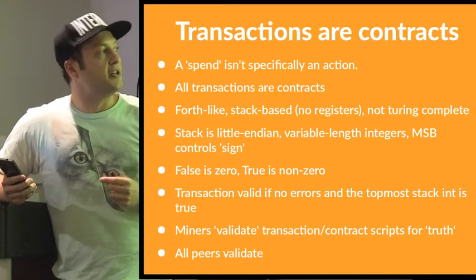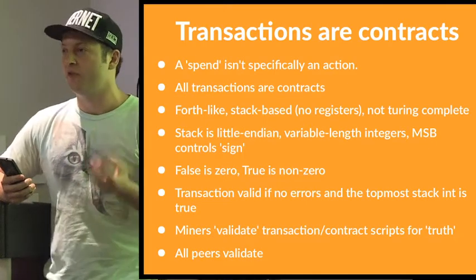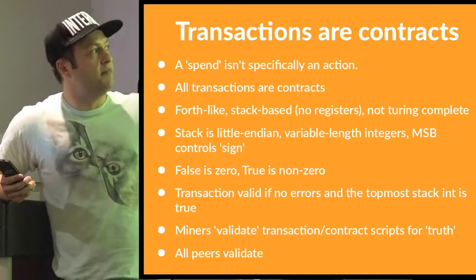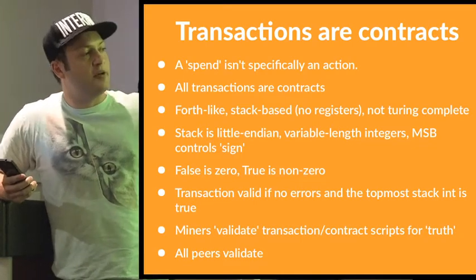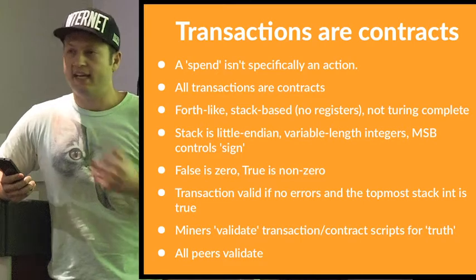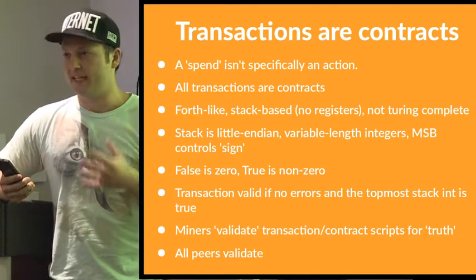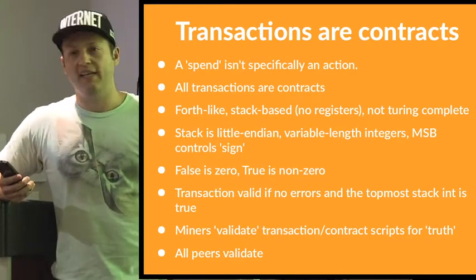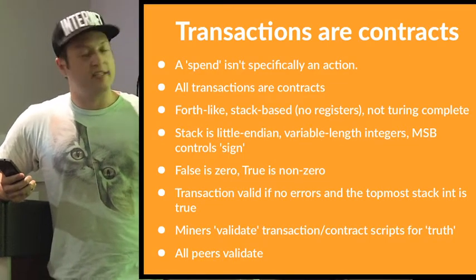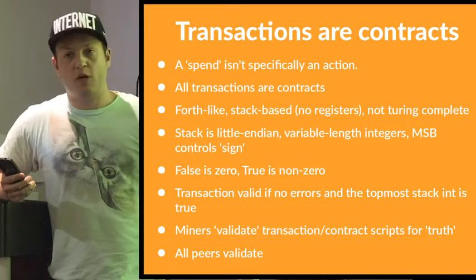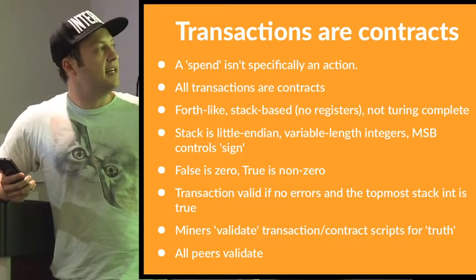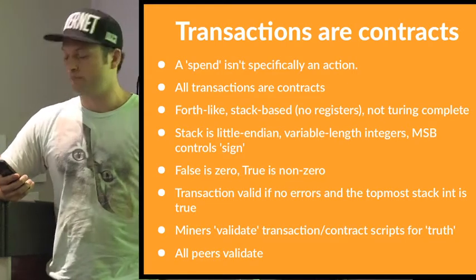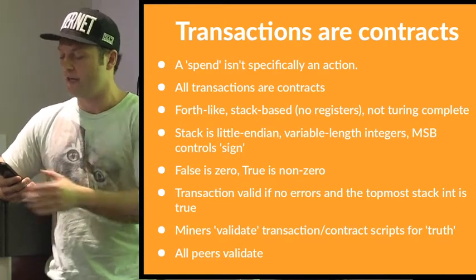And typically what a miner does is validate any transaction for true. If the transaction validates as true, true is defined by non-zero, and it is the topmost integer in the stack, then that gets included into a block. The block is mined, the block is passed around the network, everybody else validates truth, and it becomes part of the blockchain. If it does not validate for truth, it is disregarded by the miner. Similarly, if there's a div by zero or something like that, it would not continue to go through the network.